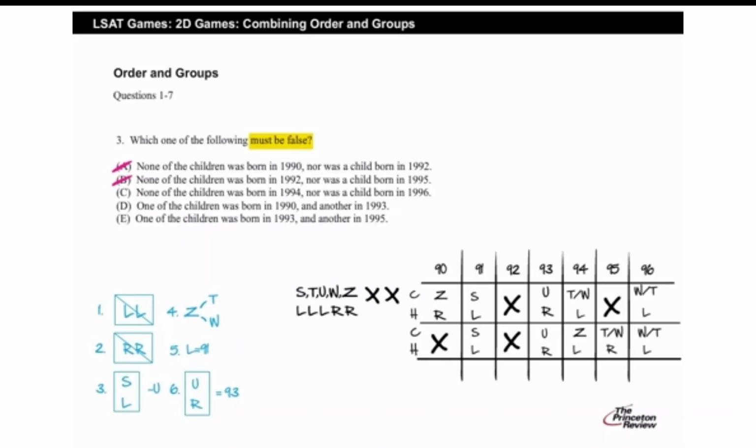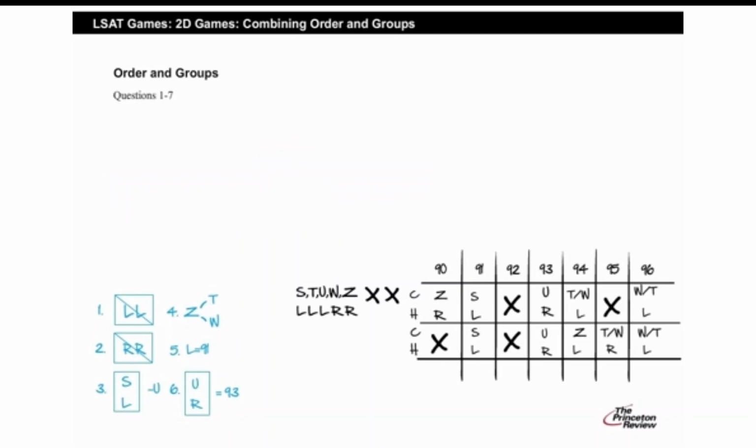Answer choice C, none of the children was born in 1994, nor was a child born in 1996, cannot work in either scenario 1 or scenario 2. In both options, a child must be born in both of those years, and there are no other possible scenarios, so C must be false and is therefore the answer. And that's the end of the game.